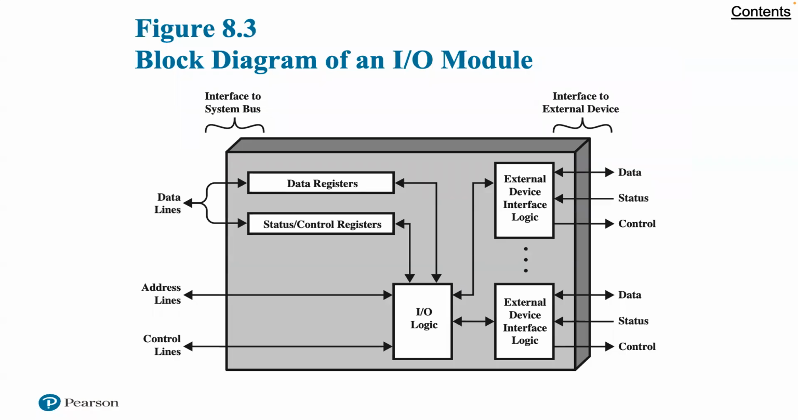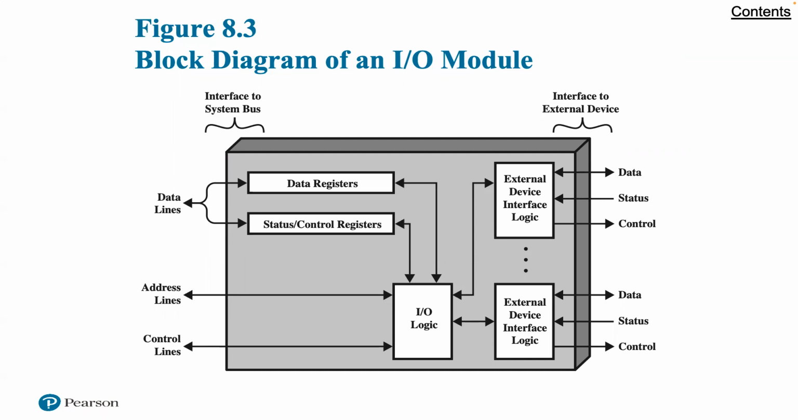So here's a block diagram of an I/O module. I/O modules vary considerably in complexity and the number of external devices that they control. We will attempt only a very general description here. One specific device, the Intel 8255A, is described in section 8.4, and so we'll see that in a little while. So figure 8.3 provides a general block diagram of an I/O module. The module connects to the rest of the computer through a set of signal lines, that is, system bus lines.